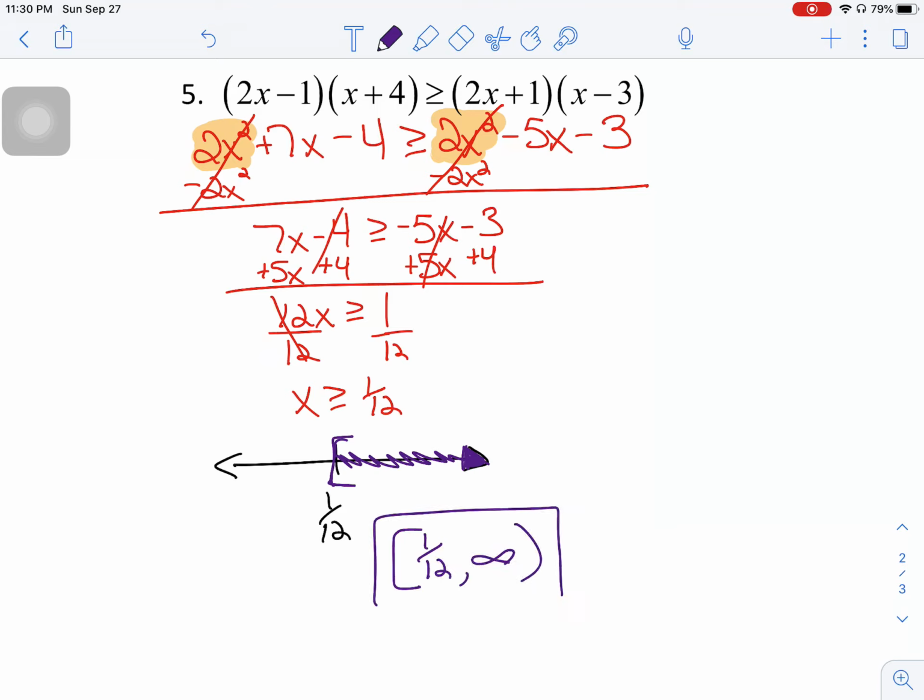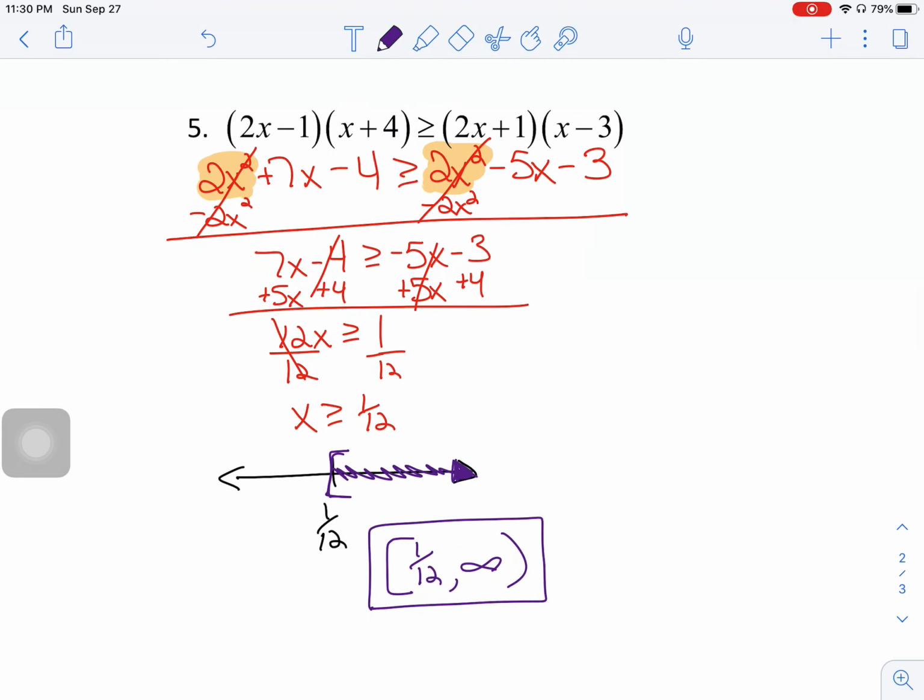If you are unsure, feel free to test. I would absolutely test 0 and then test 1. Those are relatively easy to work with generally with these problems. Okay, so I hope those problems make sense. Again, they're not terribly difficult. They're just different than the first 3 we had done.